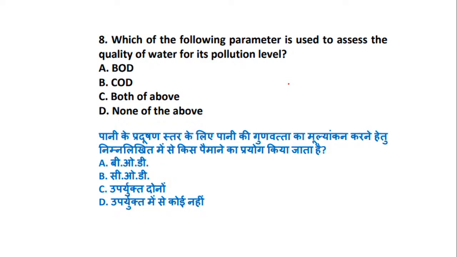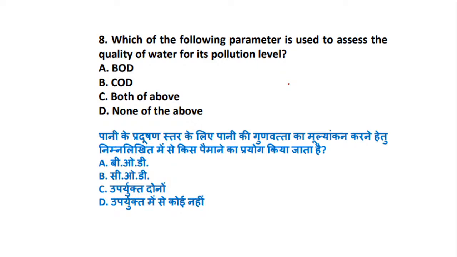Question number 8, you people are making a mistake. Question number 8, you people are making the biggest mistake. This question was taken earlier and at that time one of the students answered it properly. Which of the following parameters is used to assess the quality of water for its pollution? Whether it is BOD, whether it is COD, whether it is both of the above, that is A and B, or whether it is none of the above. Just a few minutes back we have done this. See, don't make these silly mistakes. Wrong concepts get captured in your mind, even if you are in the live class.